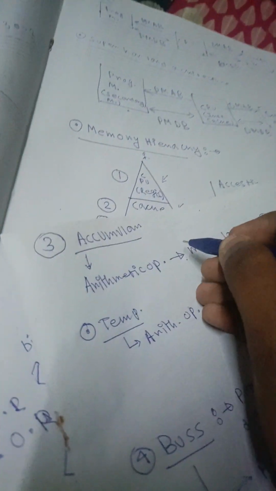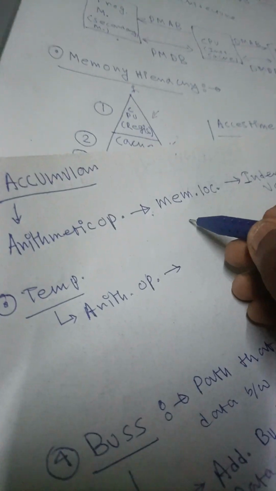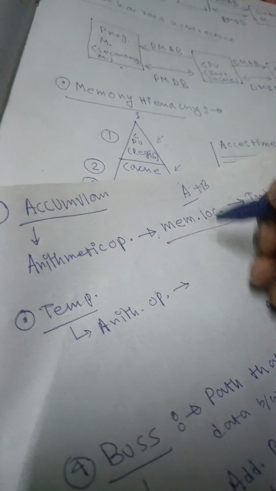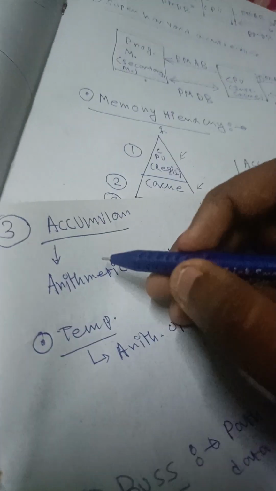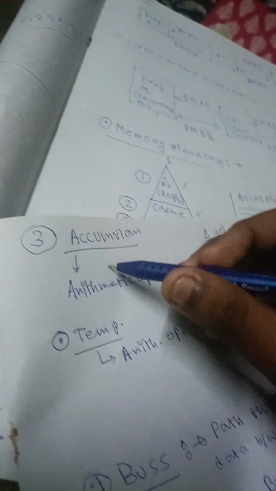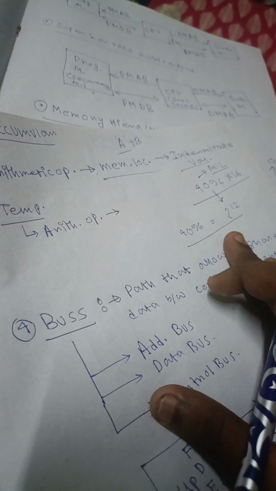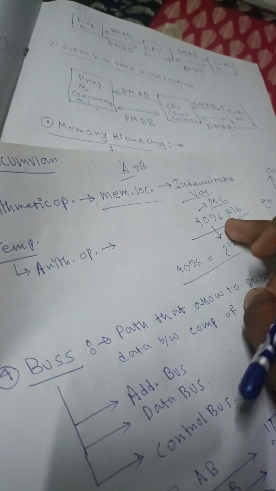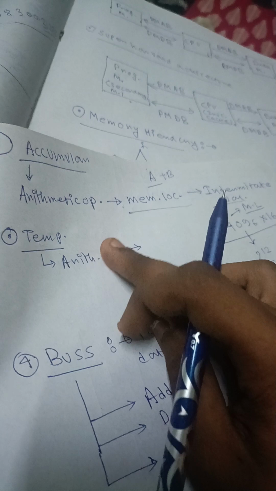Wait a minute, I'm going to discuss the accumulator in detail. Okay, if we see this section, I've written that in an arithmetic operation, such as a plus b, the intermediate value is a. So a goes to the accumulator. The memory location of the intermediate value is stored in the accumulator, and the memory location of the secondary or temporary value is stored in the temporary register.